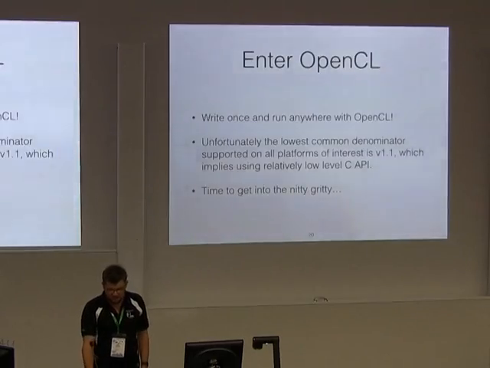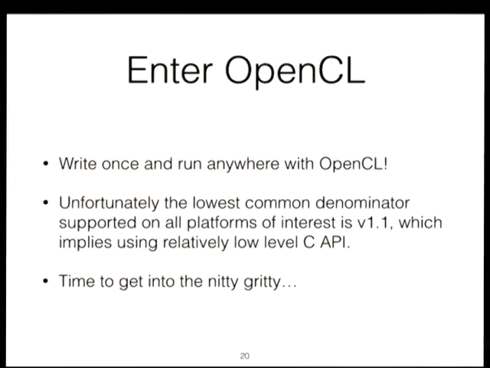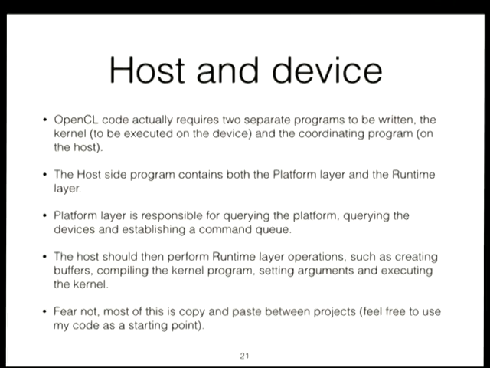So enter OpenCL. We can write once and run anywhere with OpenCL. Unfortunately, at the moment, the lowest common denominator between all the target platforms I'm looking at is OpenCL version 1.1, which still uses the relatively low-level C API. So I'll get into a little bit of the nitty-gritty. I'm not going to show you lots of OpenCL code, because thankfully that's copy and paste, and it's pretty much the same for all projects.